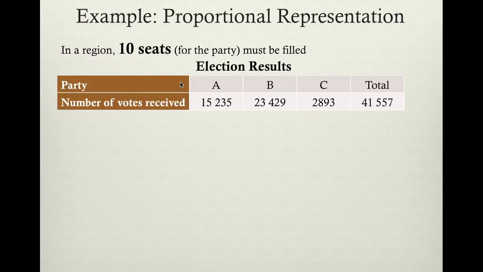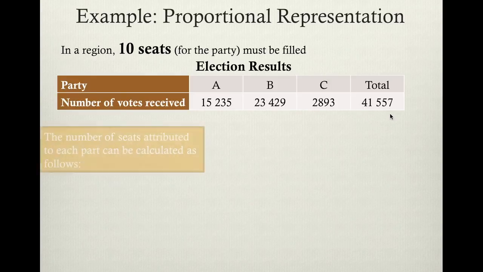So there are 3 parties, A, B, and C. And by party, I'm talking about a government party, not like a party. And by seats, I mean in the House, not like a chair, literally. So in this case, A got this many votes, B got this many votes, and C got this many votes, out of a total of 41,557 votes. So how does this work?